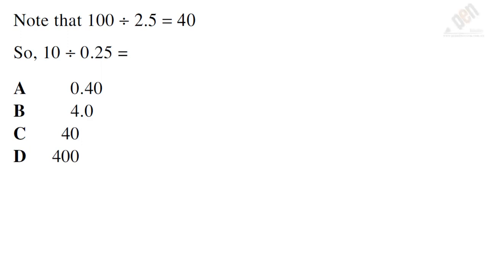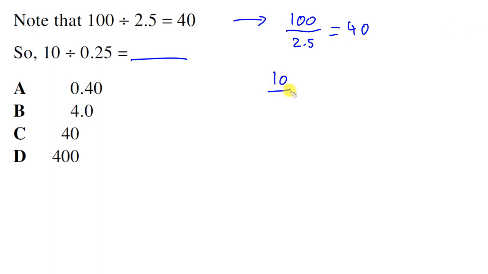Note that 100 divided by 2.5 is equal to 40, so 10 divided by 0.25 is equal to what? The best way to visualize this is to define a rule found in fractions. So in our first thing, what we see is that 100 over 2.5 is equal to 40. Okay, now our second has 10 over 0.25.